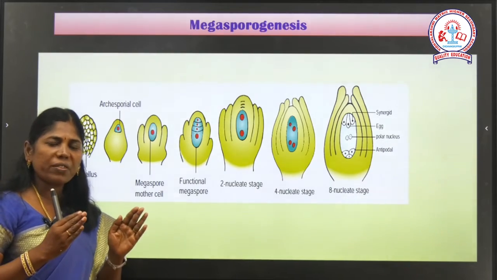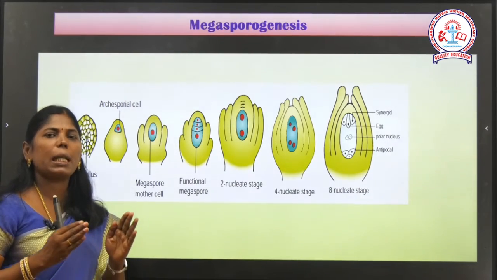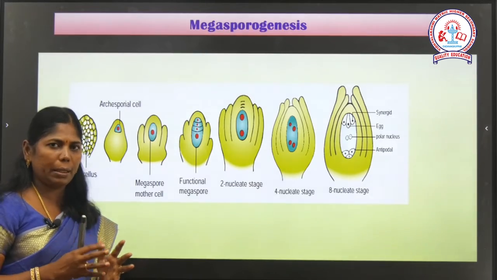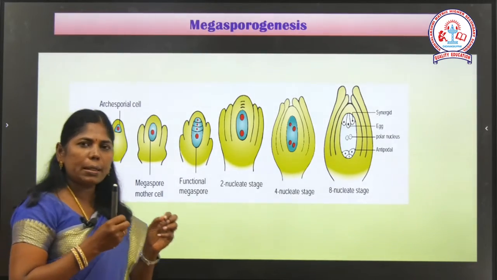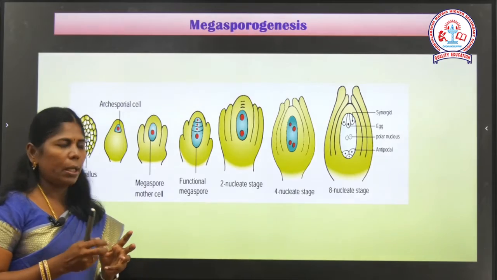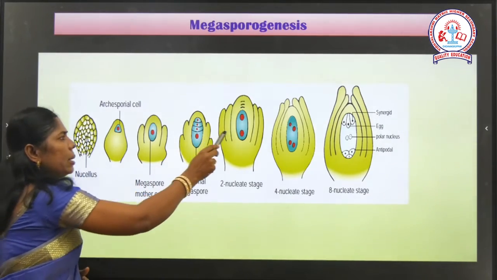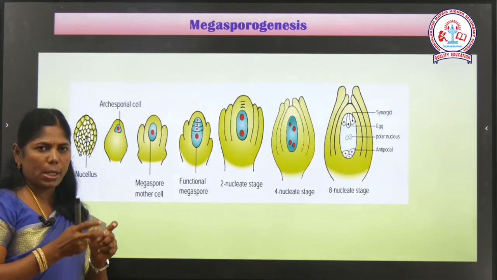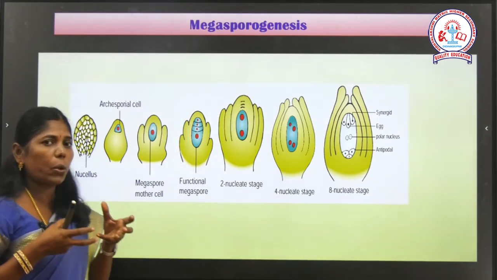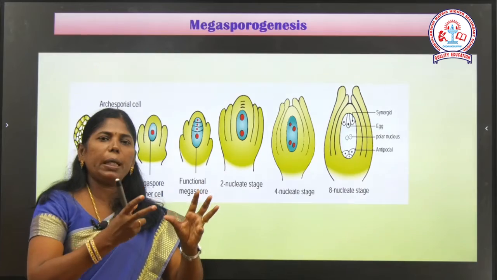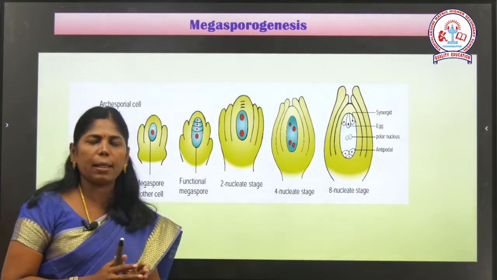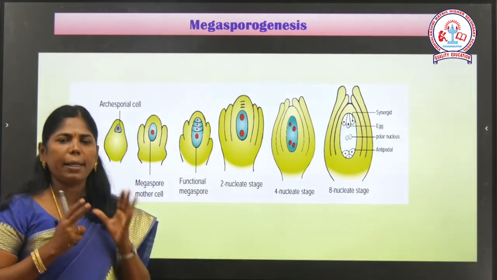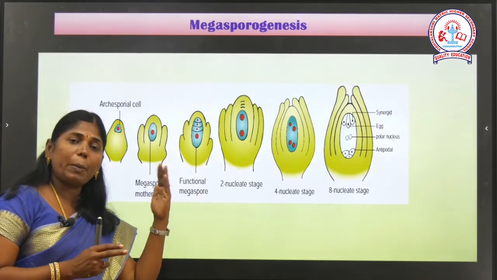So what is the function of the primary parietal layer? The primary parietal layer pushes the sporogenous tissues. The sporogenous tissues are present here, and they are pushed inside the nucellus. That function of pushing the sporogenous tissues into the nucellus belongs to the primary parietal layer. So what about in microsporogenesis?